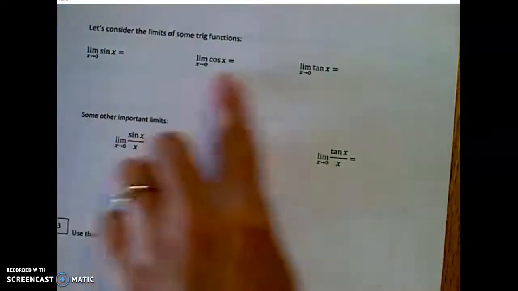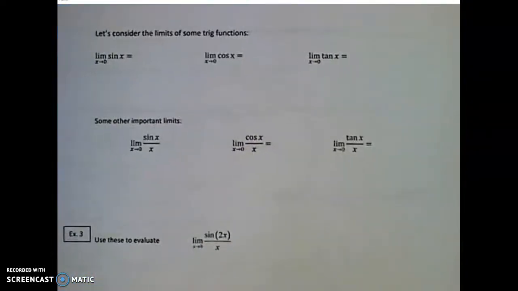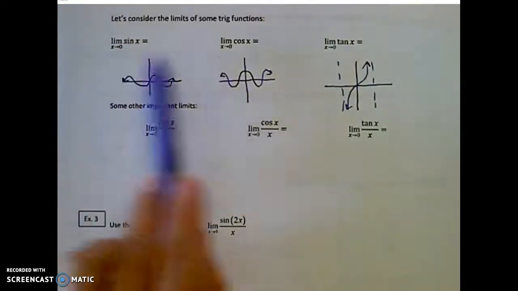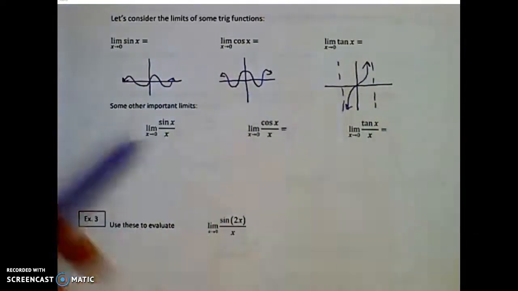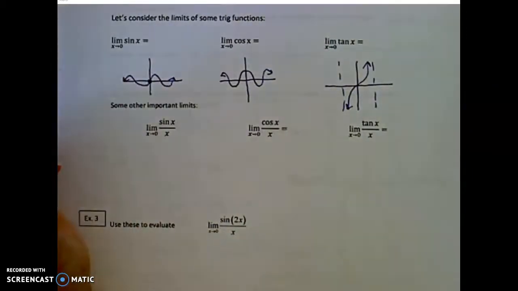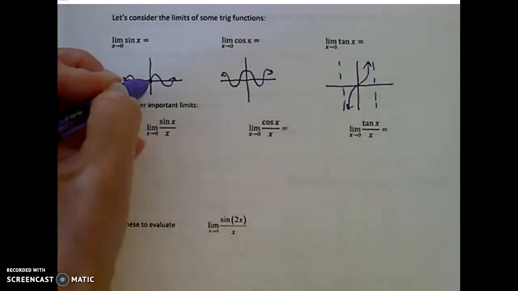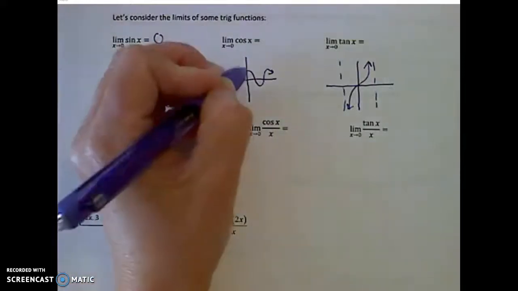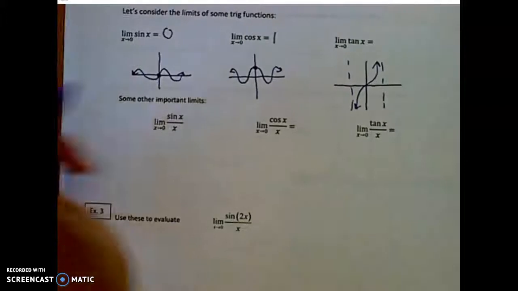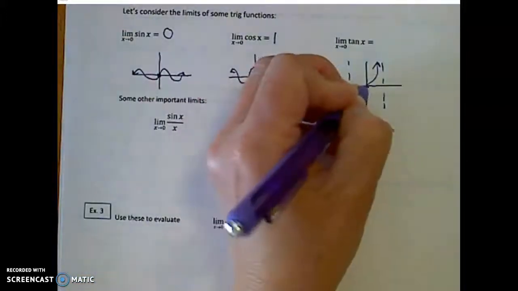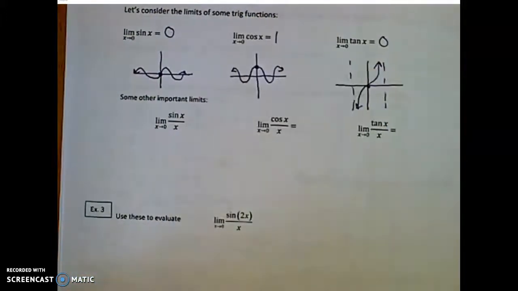Okay, let's consider some limits of trig functions. If you could pause for a second and evaluate these three limits, that should be no problem. In each case, as x approaches 0, my functions are nice and continuous at that spot, so I can find that limit. Sine values are approaching 0. Cosine function values are approaching 1. And tangent function values are approaching 0. So those are no problem.